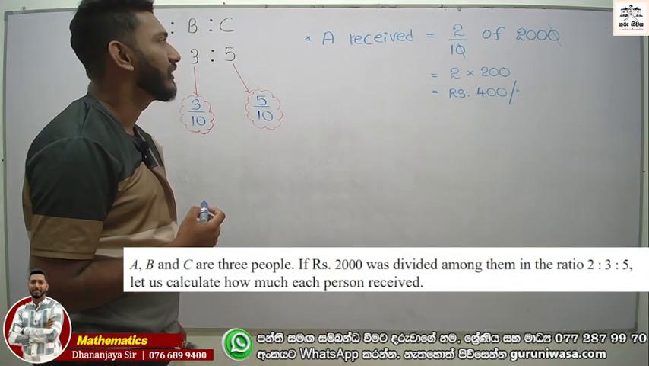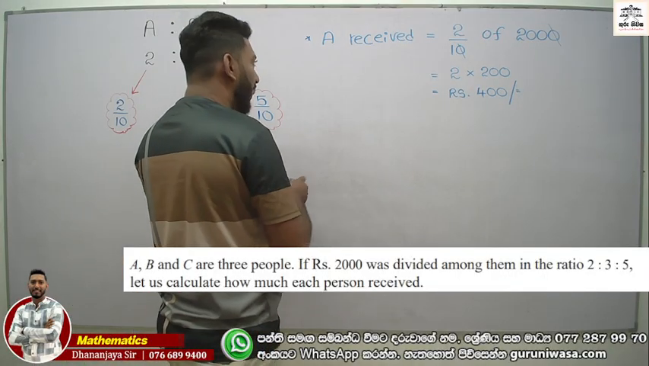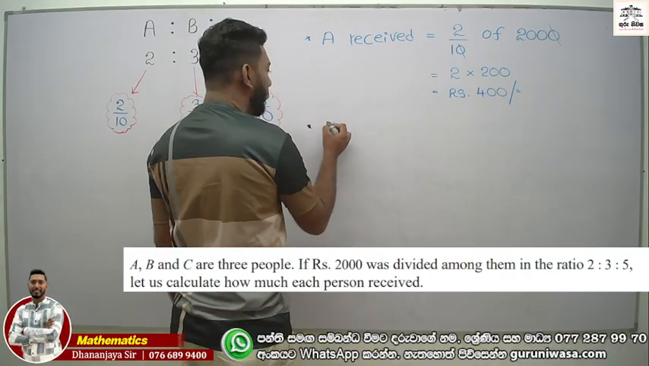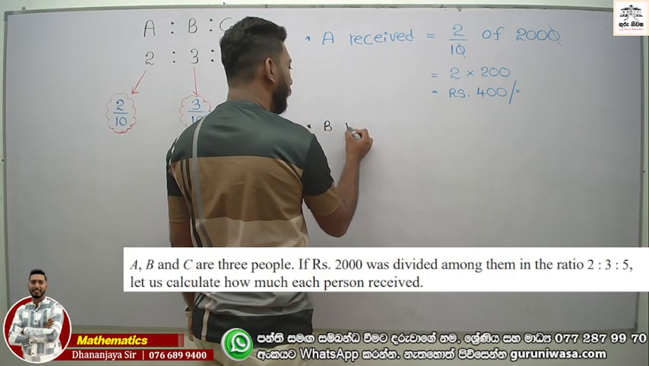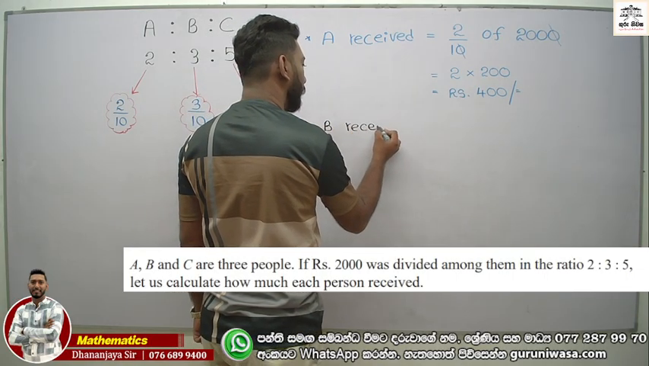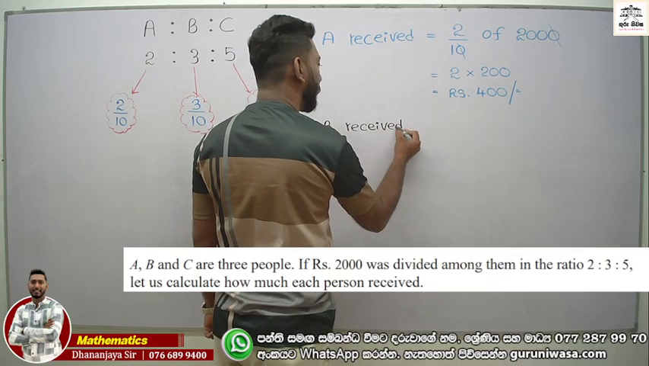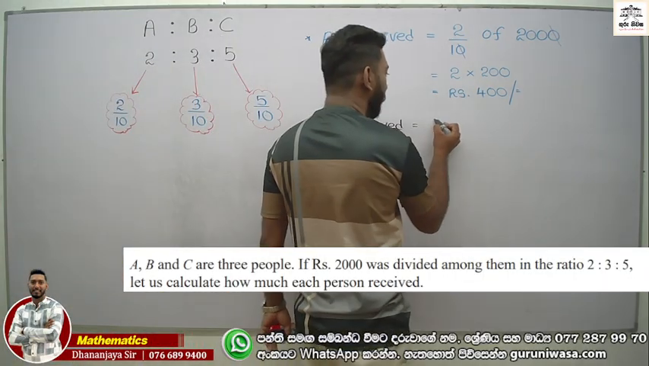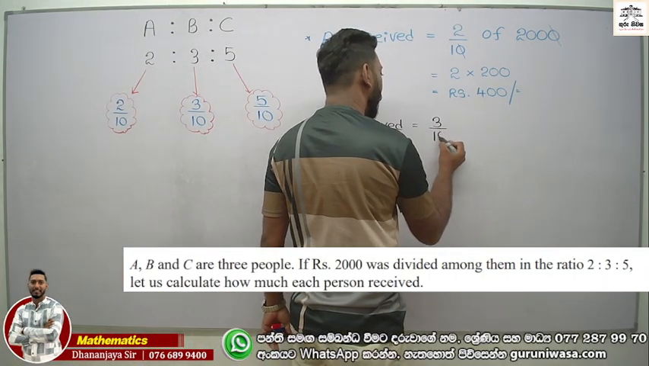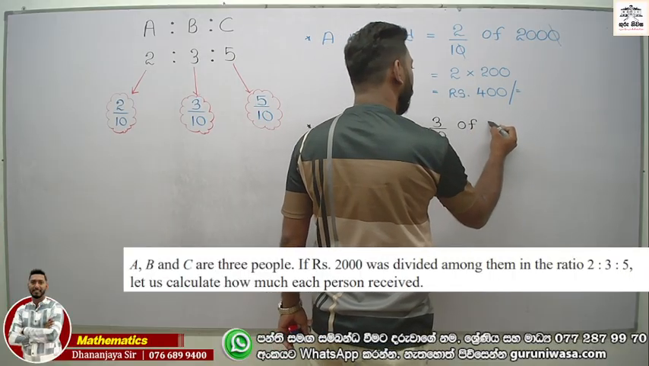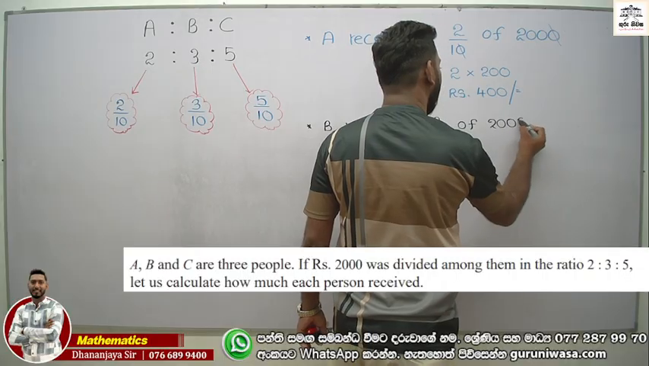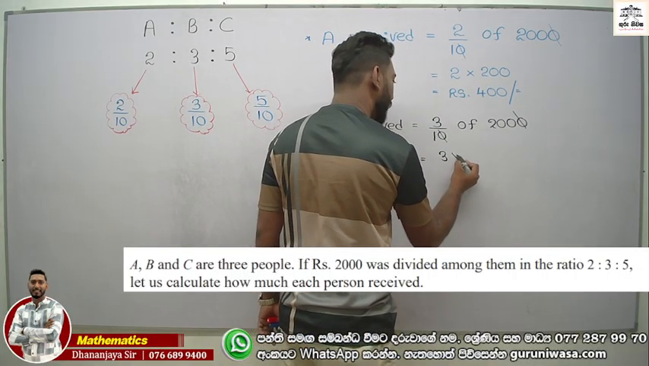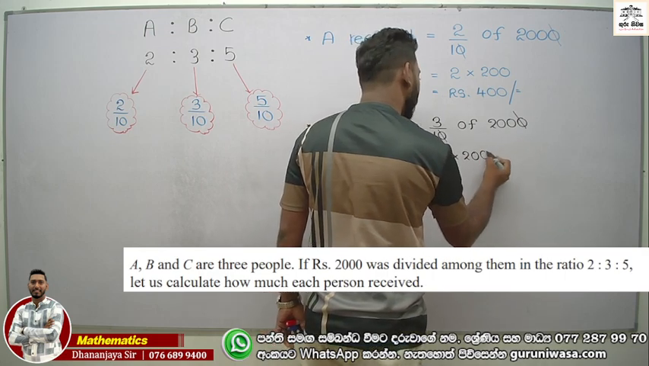Yes, sir. Now tell me how to find how much B received. Therefore, B received. Right. Tell me the method. What is the fraction related to B? 3 out of 10. Now 3 over 10 of 2000. Well done. And eliminate 0 and 0. Now 3 times 200. Now what is the answer?